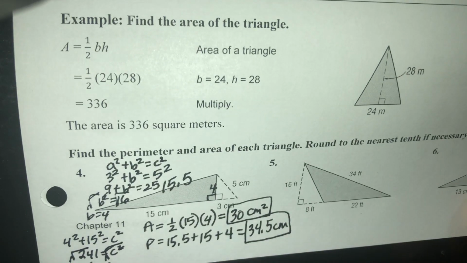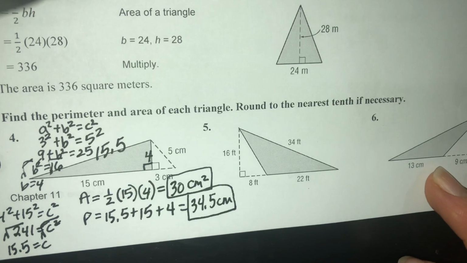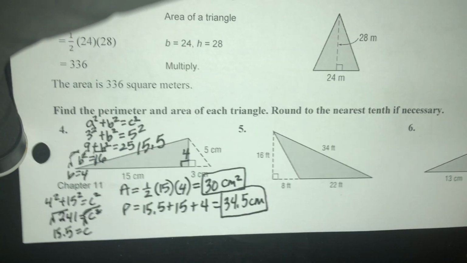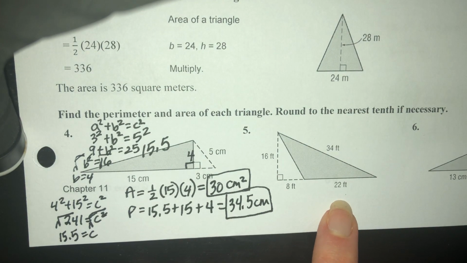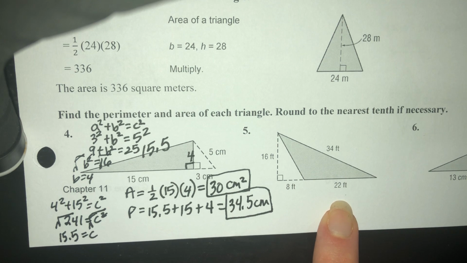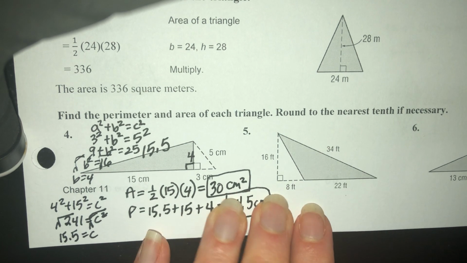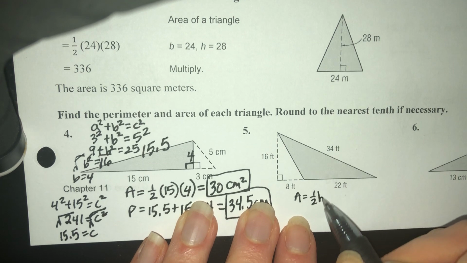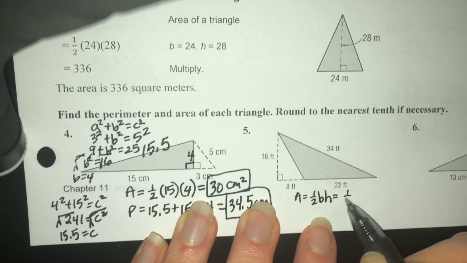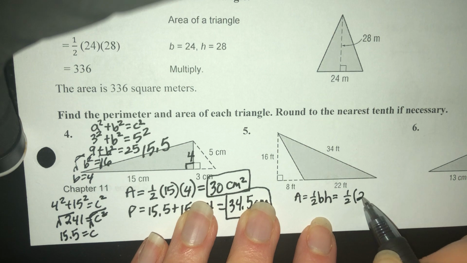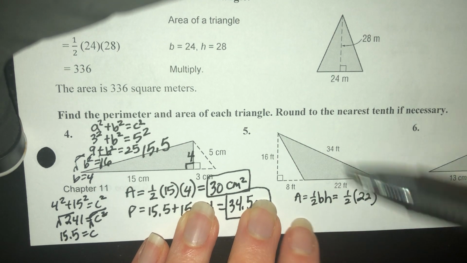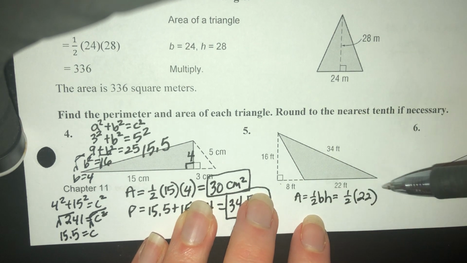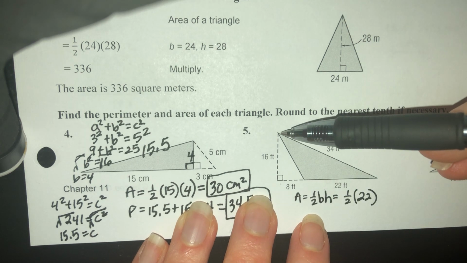Okay, so for number 5, we again are finding both the perimeter and the area of this triangle. Let's do the area first. I think we have all the information we need for the area. Area is 1/2 times the base times the height, and the base is 22. And the height is the perpendicular distance from the line containing the base to the opposite vertex.